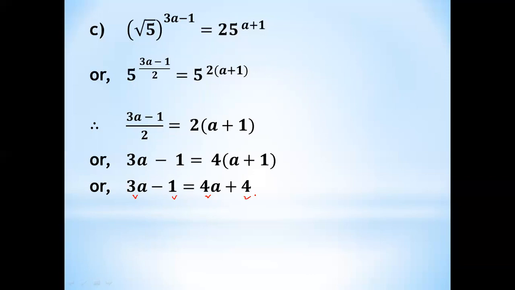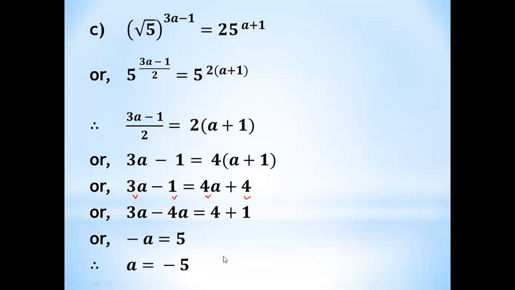So according to the case of keeping like terms together, now let's keep the like terms together. What we have done here is 3a and 4a are taken together, and 4 and 1 also are taken together. Now 3a minus 4a is simply minus a, and 4 plus 1 is 5. So now as we are looking for the value of a, therefore the value of a becomes minus 5.